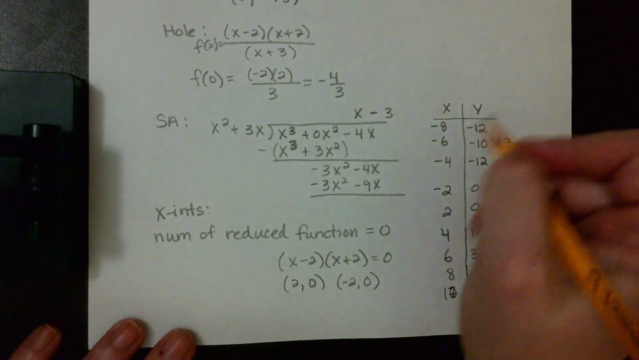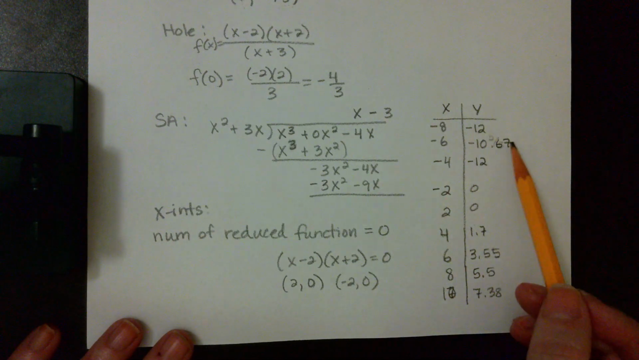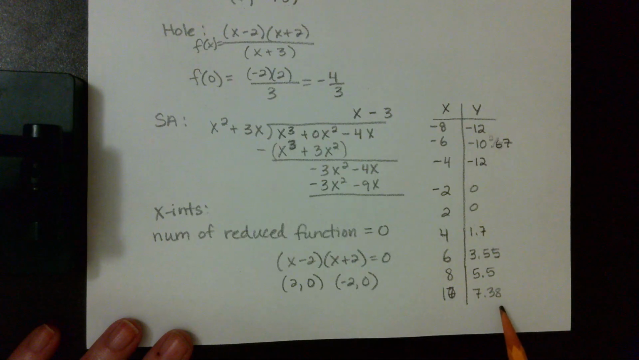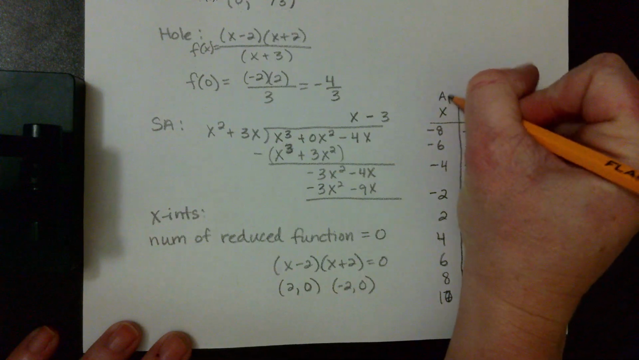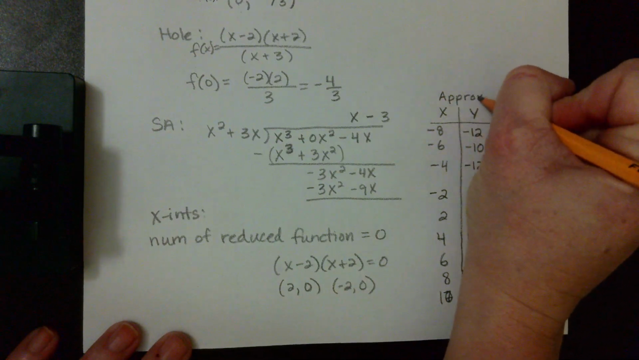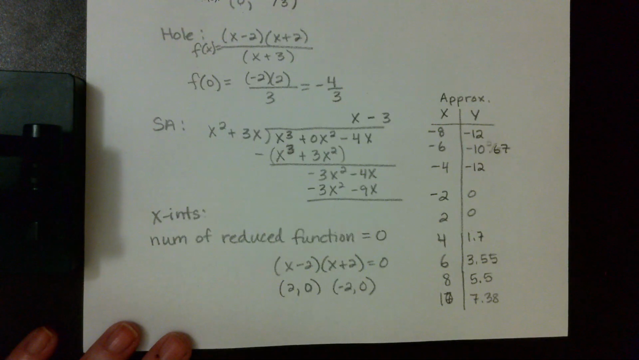So right now I filled out this table. Okay, I just put decimal approximations because those are easier for me to graph. These are all approximate values, but they do help me to graph easier.